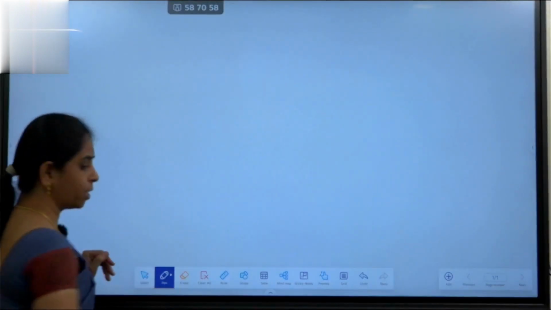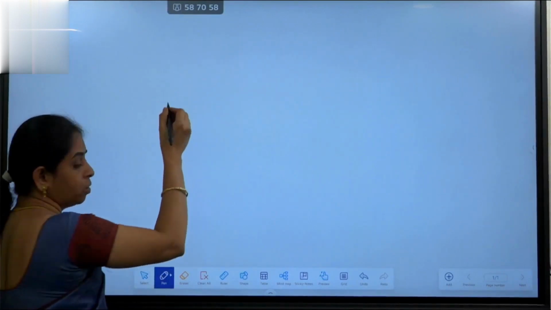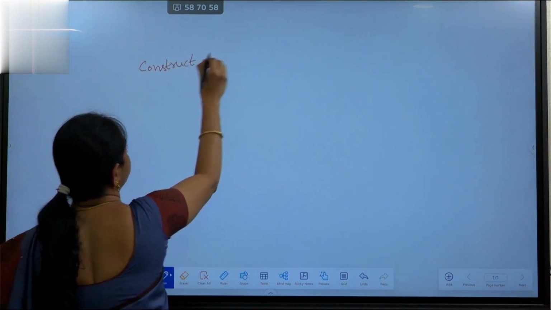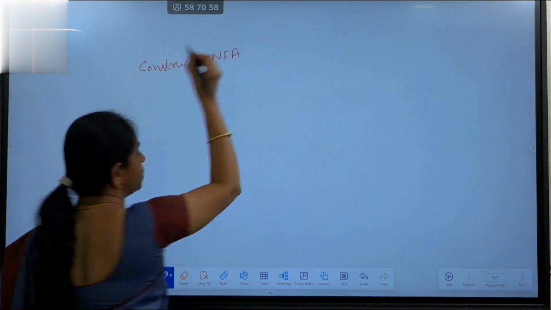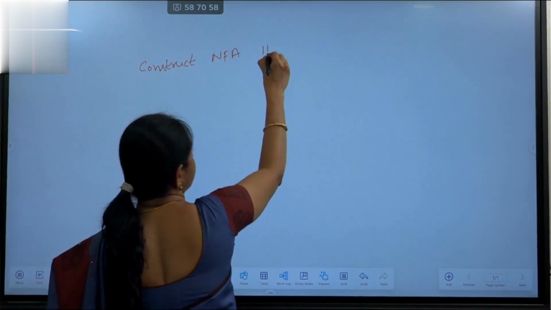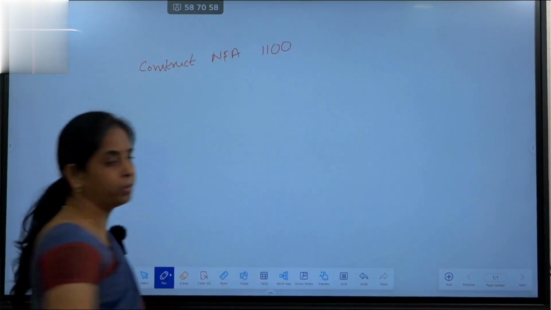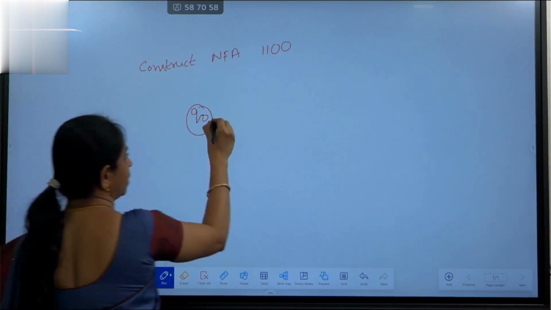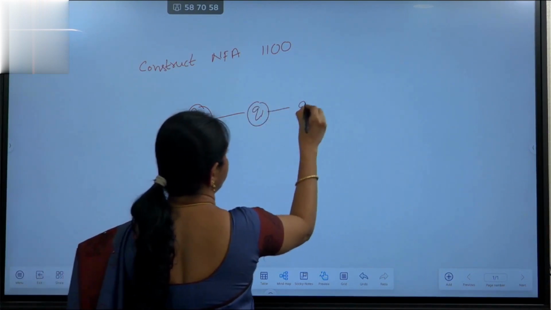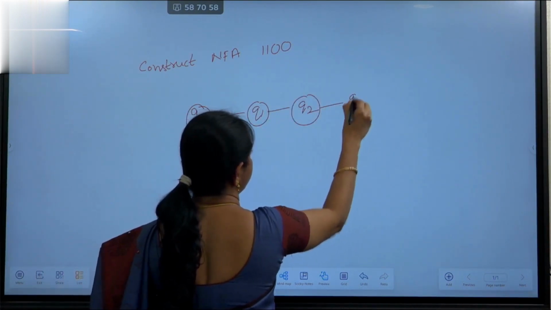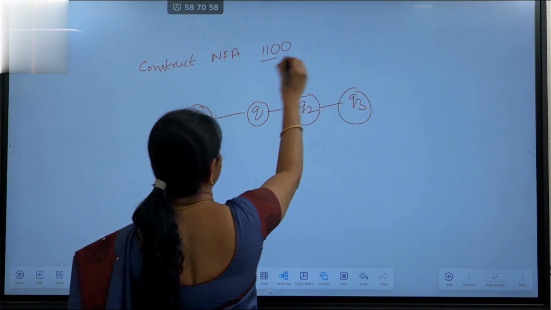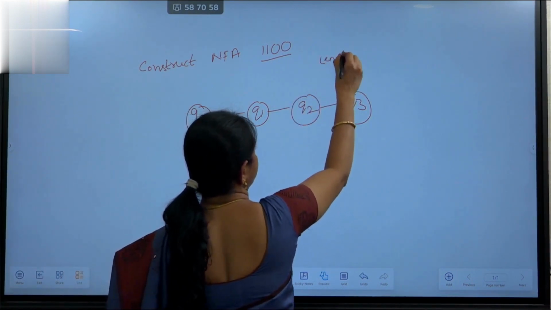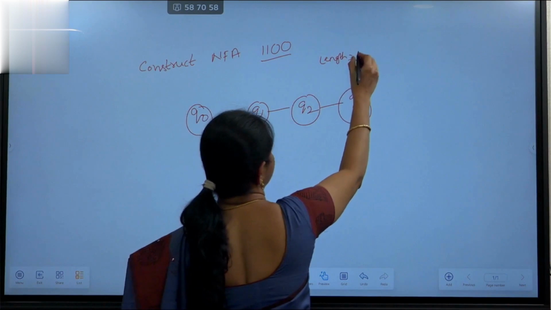Next, we will go with one more example. Construct an NFA that accepts the string double one followed by double zero. That means we are taking the states. How do we have to take the states? The length of the input string, 1 1 0 0, is 4.